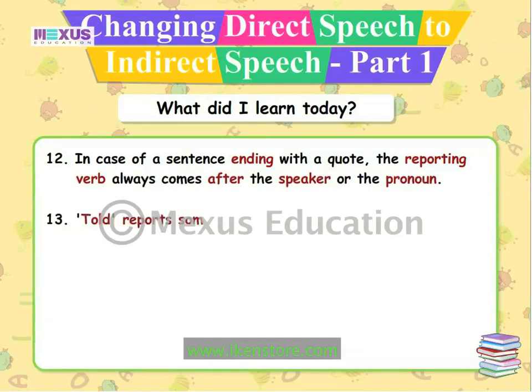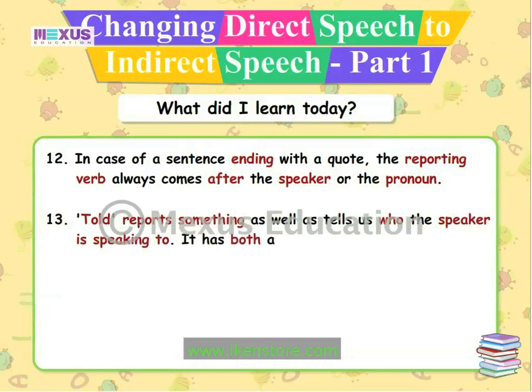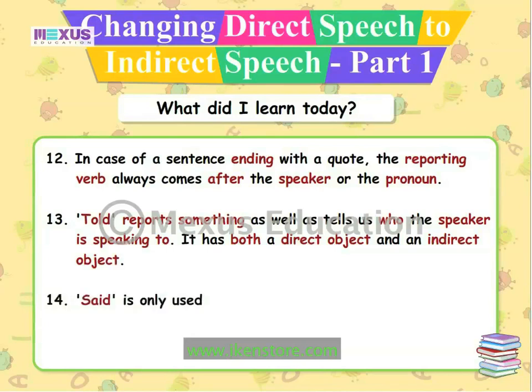Told reports something as well as tells us who the speaker is speaking to. It has both a direct object and an indirect object. Said is only used to report something. It has only a direct object.